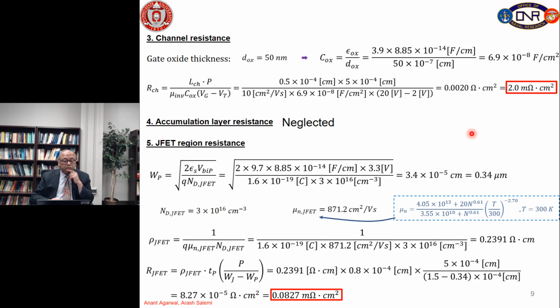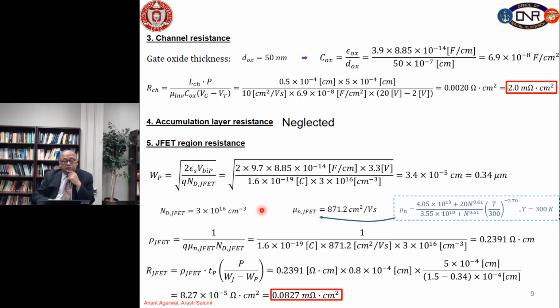We have neglected the accumulation layer resistance, and then for JFET resistance we have calculated the WP, which is the depletion on the JFET side, and that comes out to be about 0.34 micron. So remember, the JFET is 1.5 micron, so 0.34 micron is a substantial portion of that being depleted.